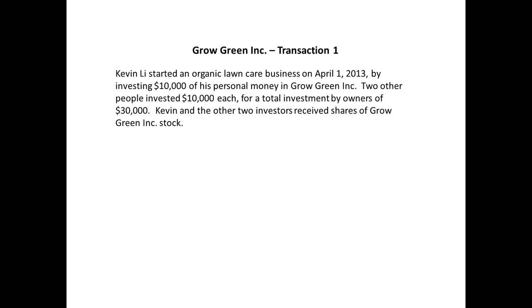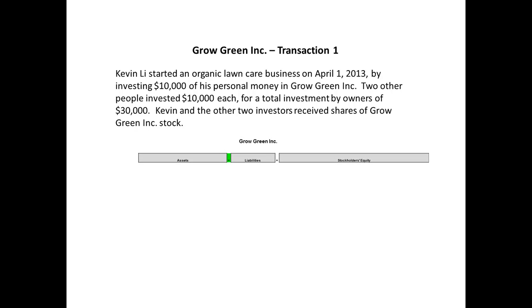We will continue to use a lawn care business as an example, but we will assume that it is a brand new business just starting up. Kevin Lee started an organic lawn care business on April 1st, 2013 by investing $10,000 of his personal money in Grow Green Inc. Two other people invested $10,000 each for a total investment of $30,000. Kevin and the other two investors received shares of Grow Green Inc. stock. This is a transaction that affects Grow Green's accounting equation, so we must record it.